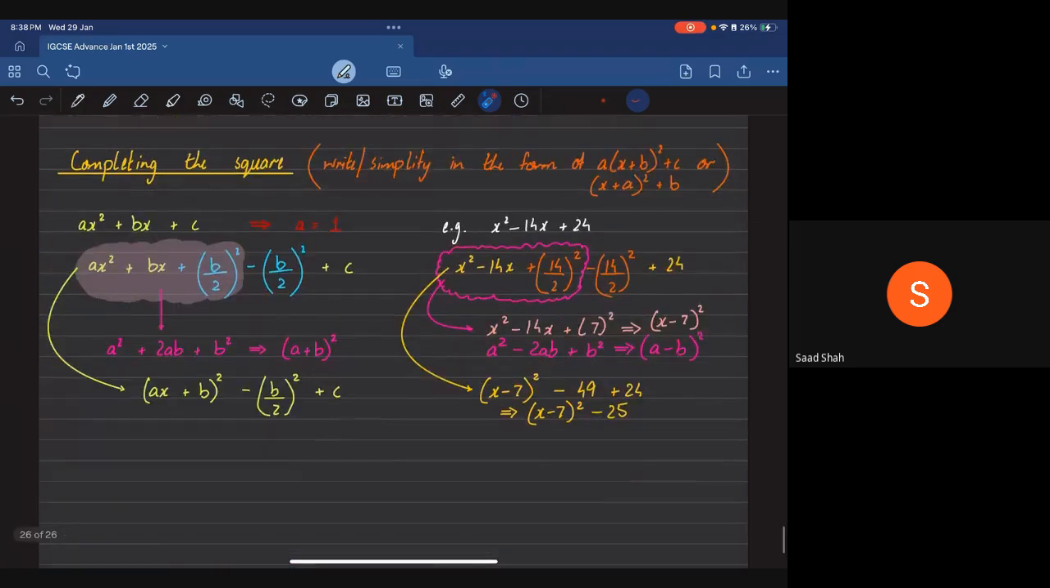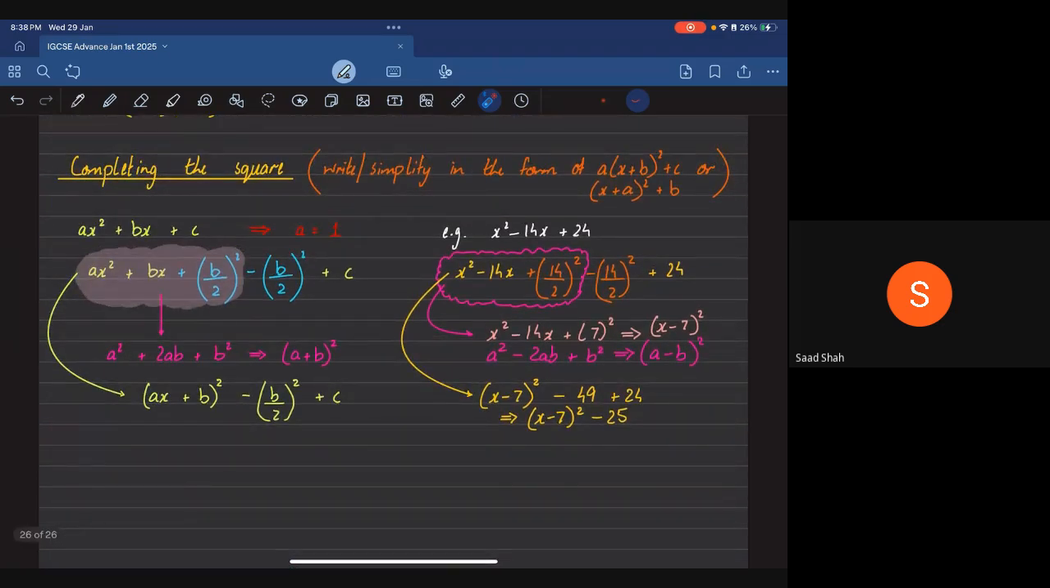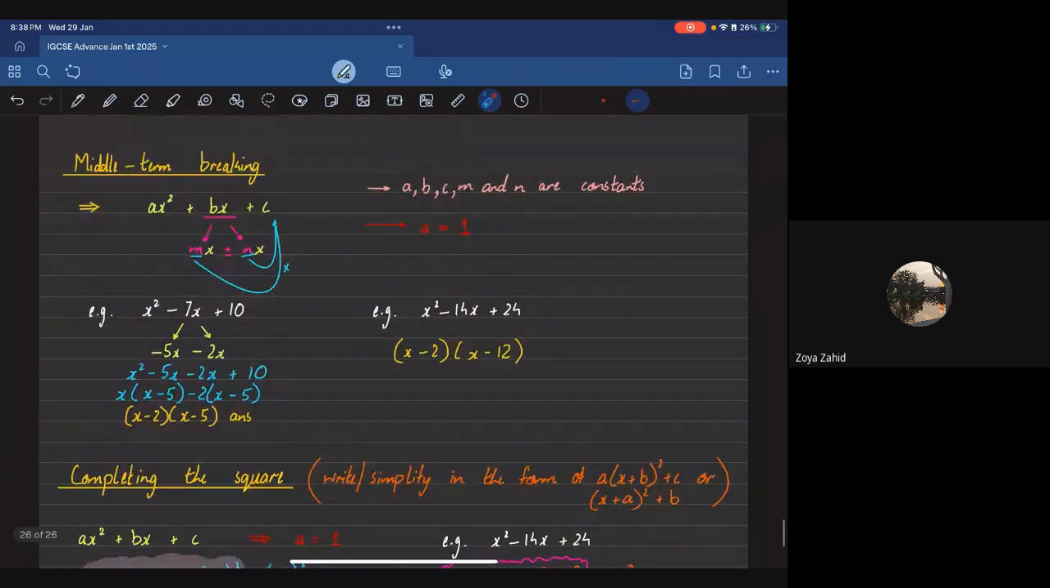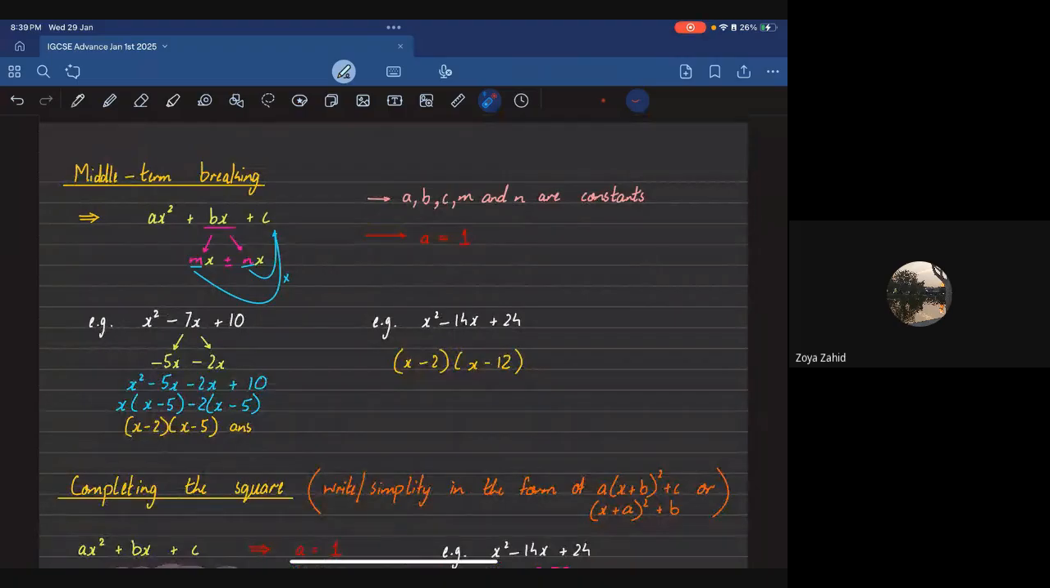Is there anyone who does not get this? Yes, I have two things to say. First of all, in middle term breaking, if the coefficient of x squared is not 1, if it's 2, for example, can't I just multiply, for example, 2 times 10 over here to get 20, and then the sum is 7, and I can do that, because the answer comes out correct.